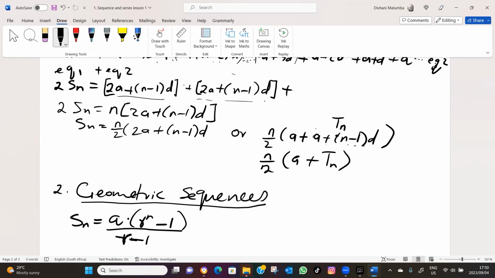If you want me to derive it, I can do it on a separate video. If you want me to derive it, you can write in the comments. However, this function here is for a diverging sequence.